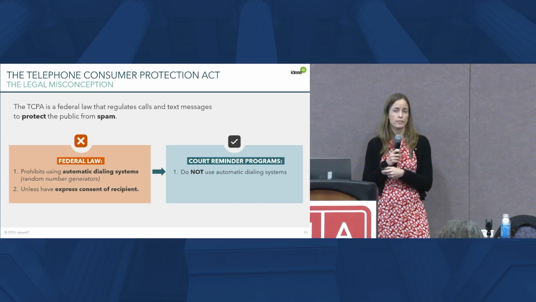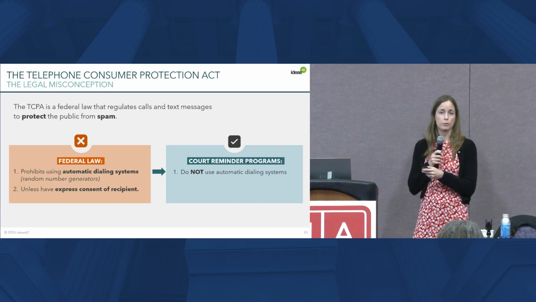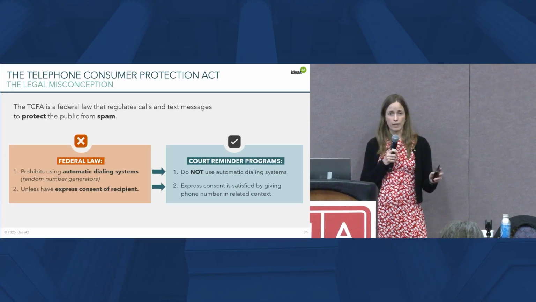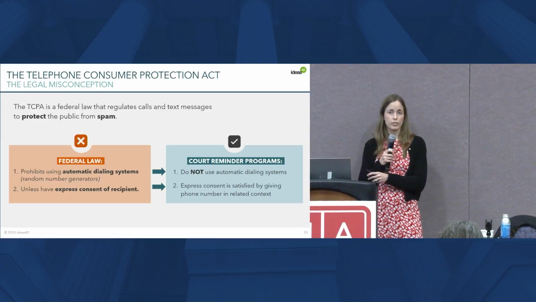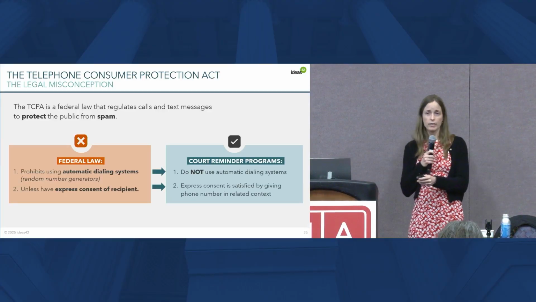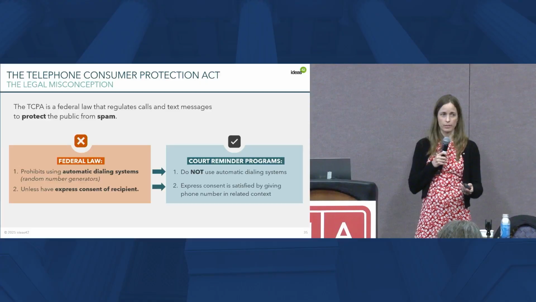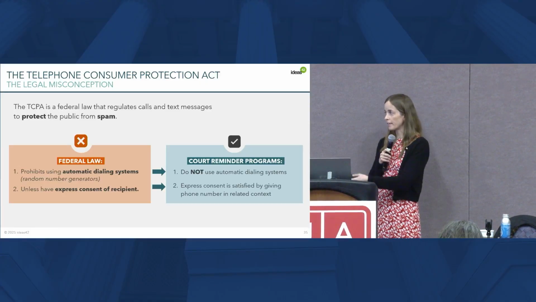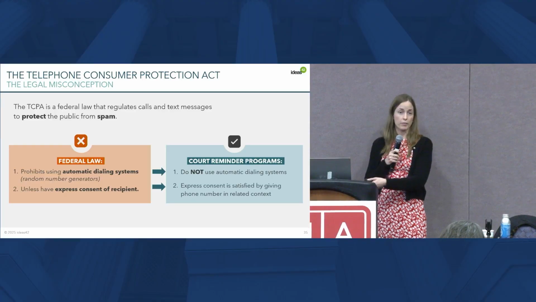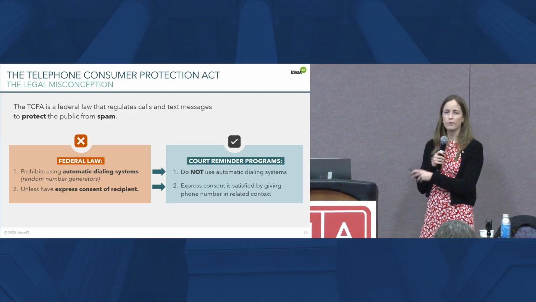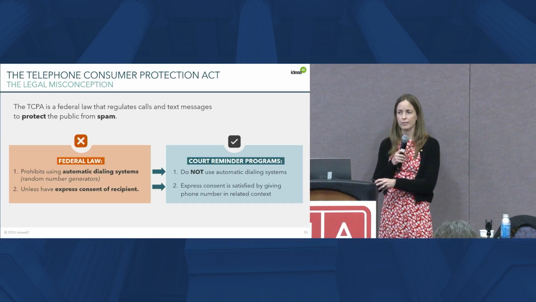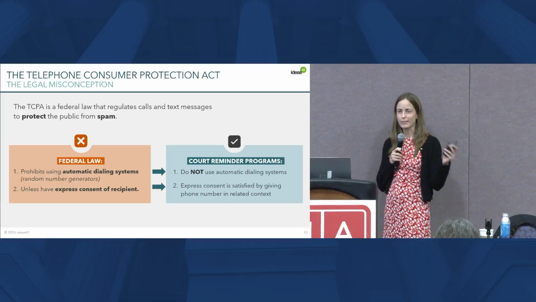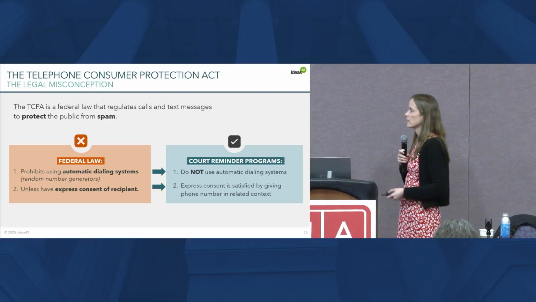The TCPA also doesn't apply if the recipient has provided express consent to receive a message. And the case law around the TCPA has actually established that express consent can be satisfied by the person providing their phone number in a related context. So if they give their phone number at a traffic stop or when they're in court, then they can be communicated to about that case. So we know this one is tricky. We've done a lot of legal analysis on this, so we're happy to share that with you all. If anyone wants to talk to us, bring your team to us, we're happy to talk always about this.